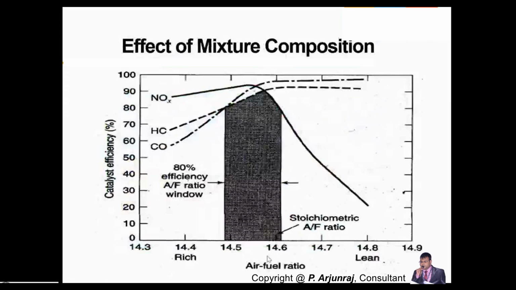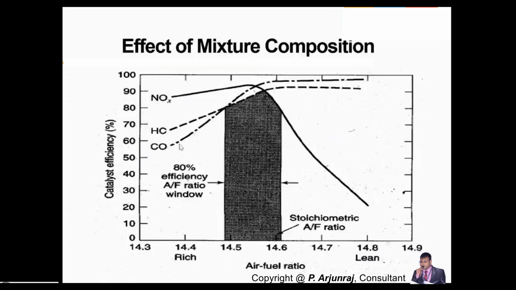And that ratio is divided into three categories: the rich category, the lean category, and the correct category. The correct category is nothing but the stoichiometric ratio. When you're going for a rich mixture, you have a high amount of fuel and less amount of oxygen or air. When you're going for a lean mode, you have a high amount of air and less amount of fuel. When you have the correct amount of air fuel ratio, you call this the correct ratio.